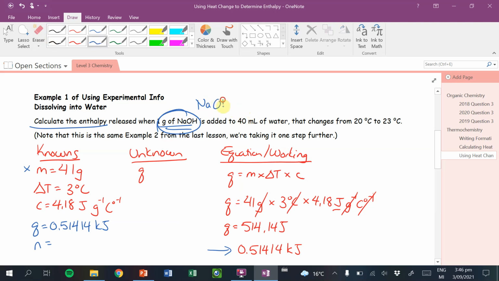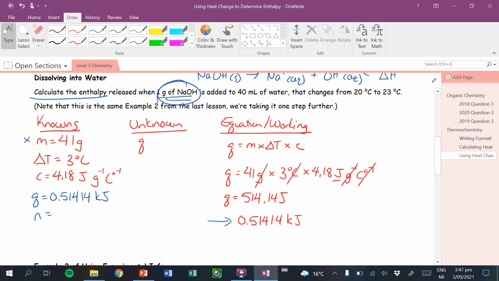So if I wrote out this equation, that is the active component, is that dissolving. So that is what I want to figure out that delta H for. So the water doesn't come into play, and I'm only dissolving 1 gram of sodium hydroxide. I'm not actually dissolving 41 grams of it. So that's why you need to be careful, and like I was saying, it's a real reading comprehension bit.